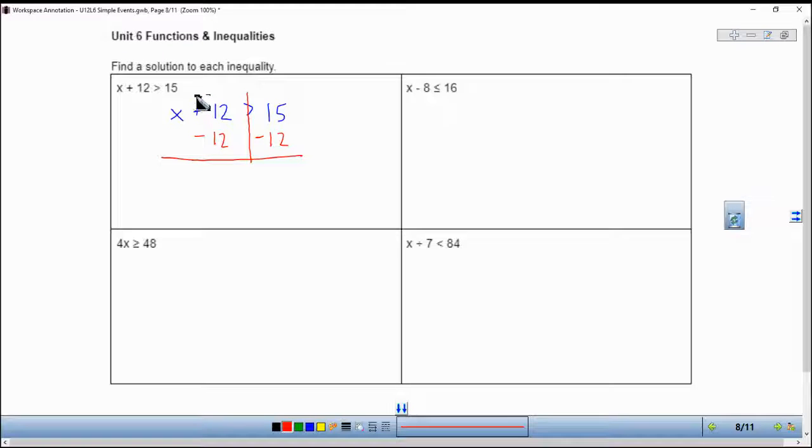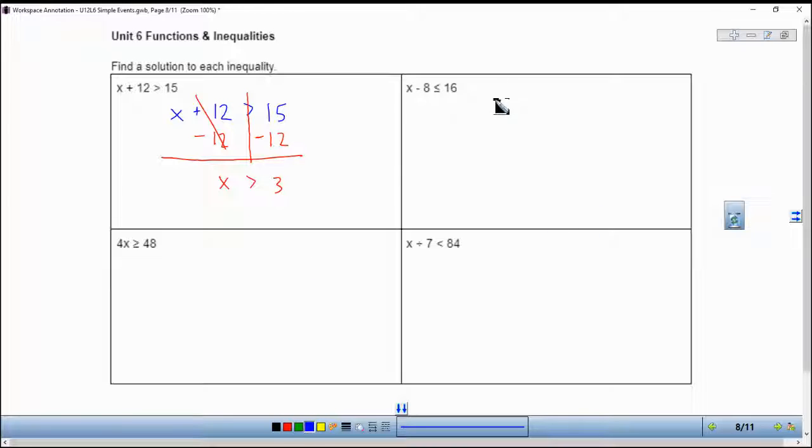Plus 12 minus 12, those cancel out. Now people kind of mix this last step up a little bit. A lot of people will bring an equal sign down here, but this is not an equal sign. We're going to use the greater than symbol, so we keep the symbol that we started with. And then 15 minus 12 is 3. So any number x greater than 3 will work for that inequality. We can't check it because an infinite number of numbers would work, so we're not going to go through and check each individual number.